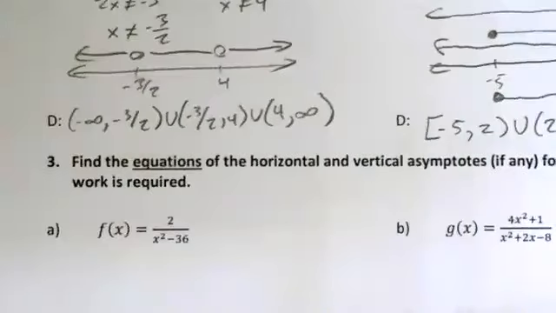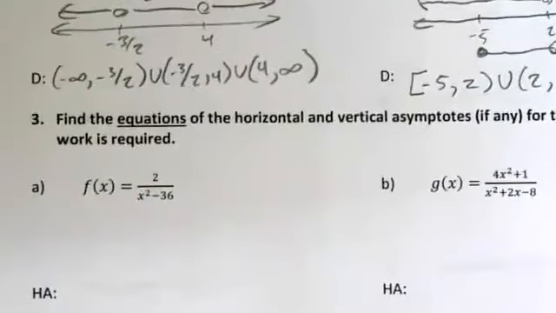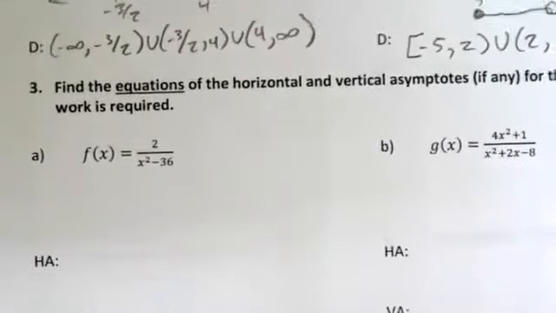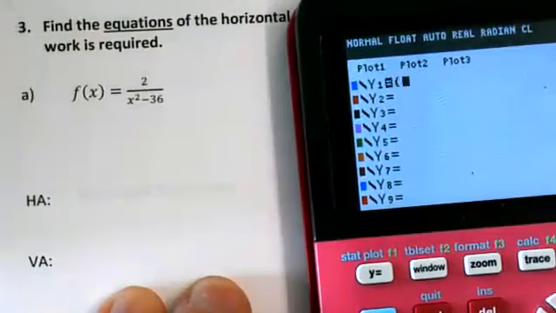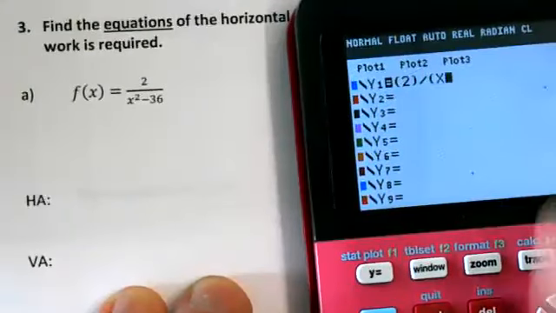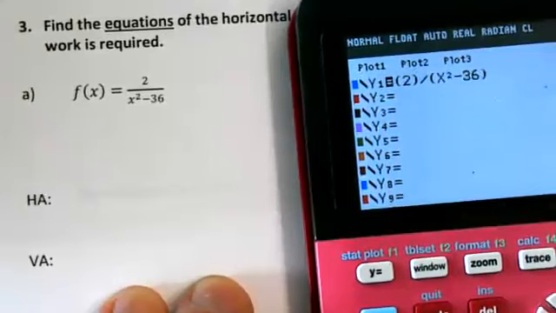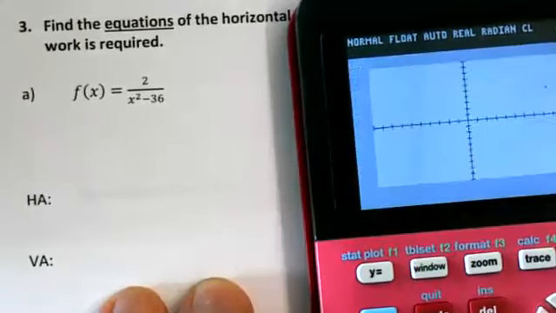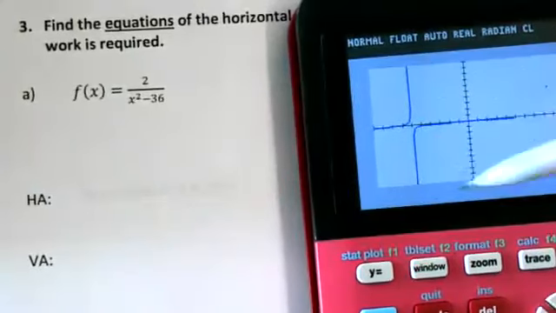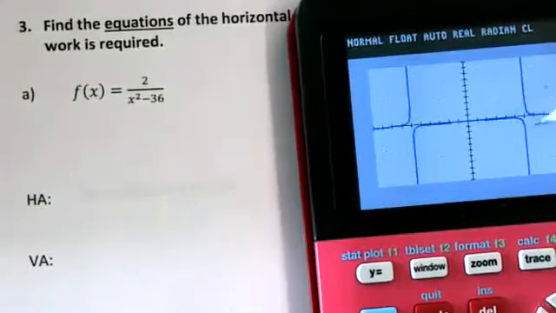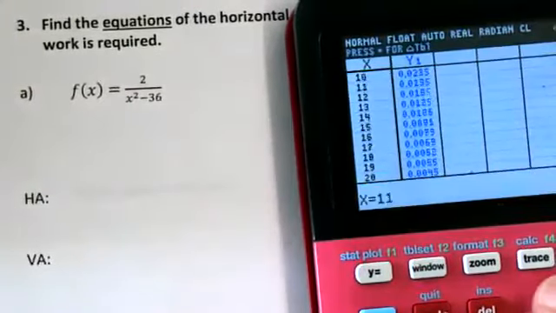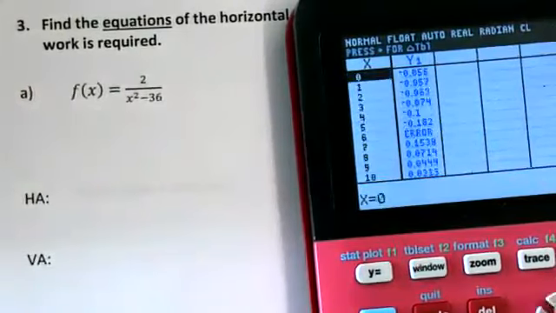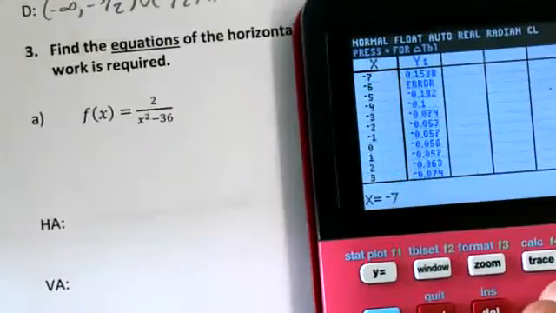All right. Number 3, find the equations of horizontal and vertical asymptotes, if any. No work is required is a good indication that probably you're going to be looking at your graph on these. So let's graph this first one. So parentheses around the numerator and denominator, just to be safe. And we'll go over standard zoom window. All right, I see a vertical asymptote there. Looks like at -6 and +6. I'm going to confirm with my table. I'm looking for errors at -6 and +6. Here's one at 6 and at -6.